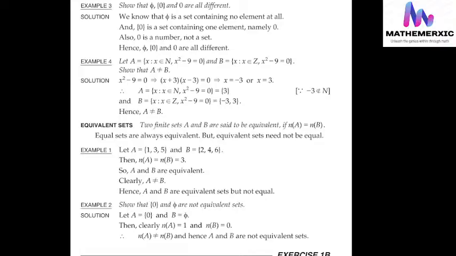So logically we can understand, two finite sets A and B are said to be equivalent if the number of elements of A is equal to the number of elements of B. So it all depends on the number of elements, right? Equal sets are always equivalent, but equivalent sets need not be equal.